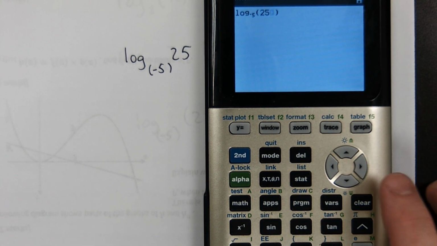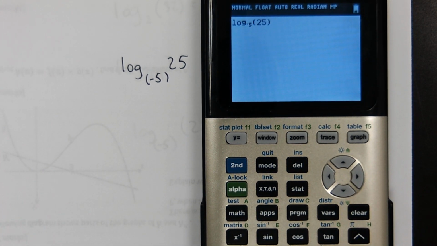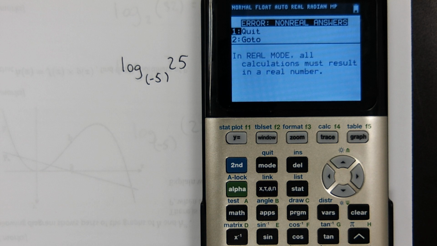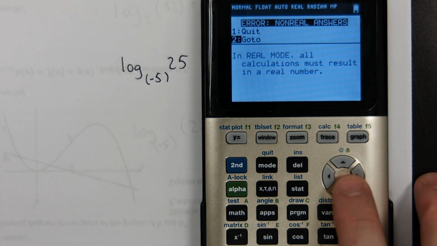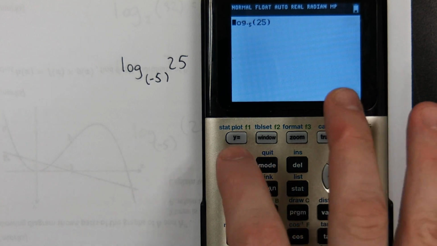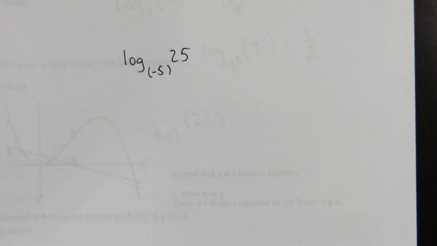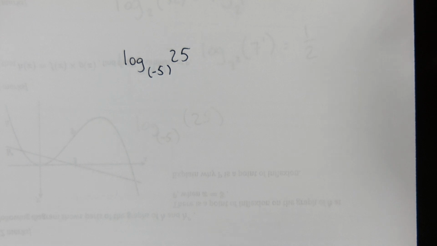We all know that -5 quantity squared is 25. So why didn't the calculator tell me that the answer was 2? Why did it tell me that this is also undefined? Well, because of the exponential function, the rules about the base of an exponential function is that the base of the exponential must be positive, which means the base of the logarithm must be positive.